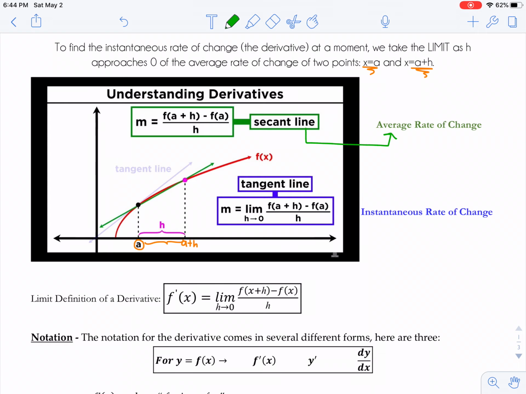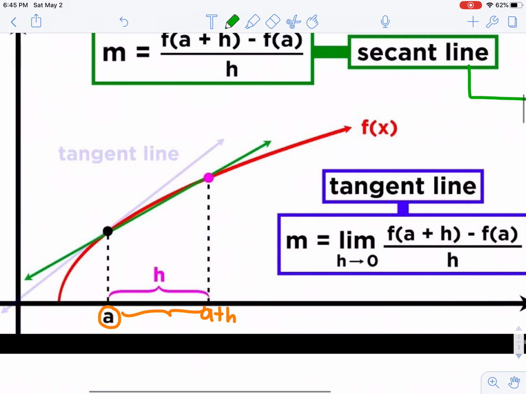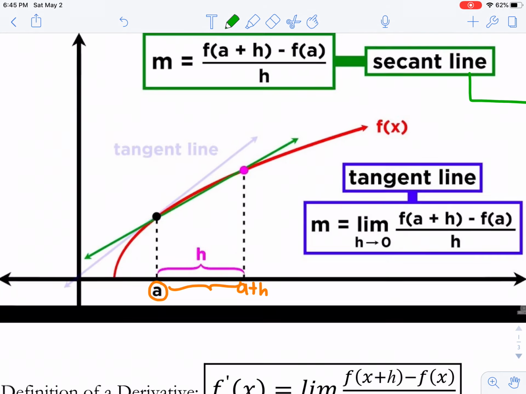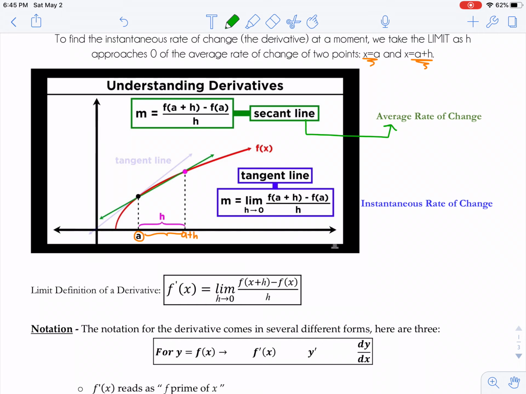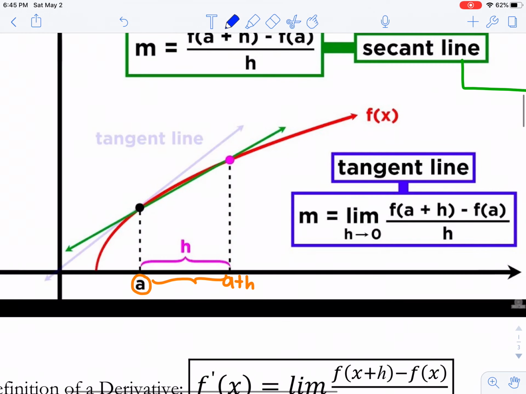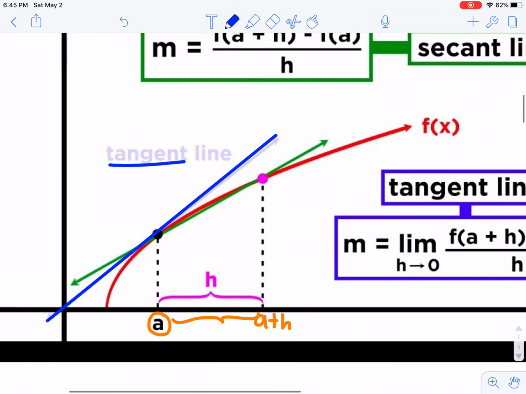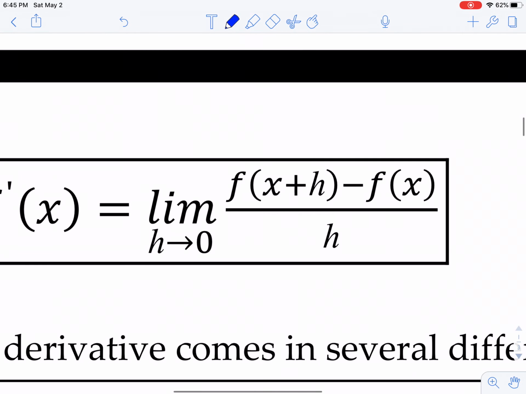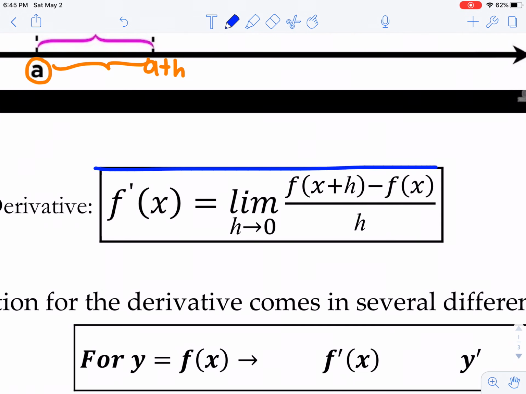Now, the secant line that's drawn in green on this graph is an average rate of change. It's just the rate between 2 points. That's what you've always done when you find a slope. You've always found an average rate of change. The tangent line, here it's a light purple, but I'm going to highlight it in blue, is the instantaneous rate of change, and that is the derivative. And that's this formula, which I wrote down here. This is the formal limit definition of a derivative.